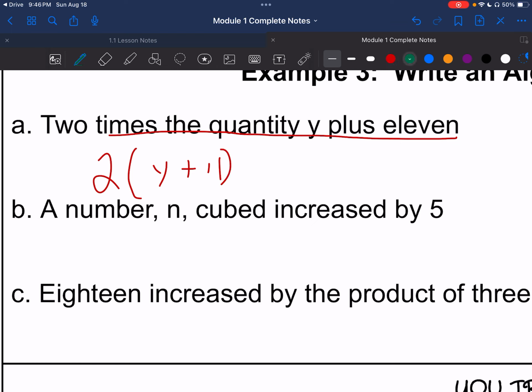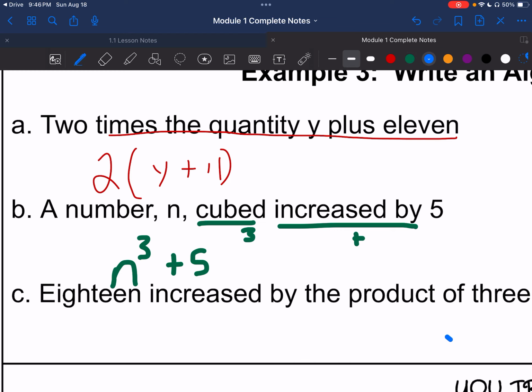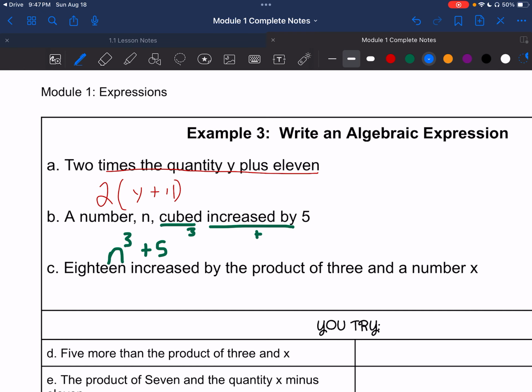Okay. So now let's look at letter B here. We have a number n, so I'm specifying what your variable is going to be. Cubed, which means to the third power, is increased by, we're adding 5. So we have n to the third power plus 5. All right, zoom out a little bit.